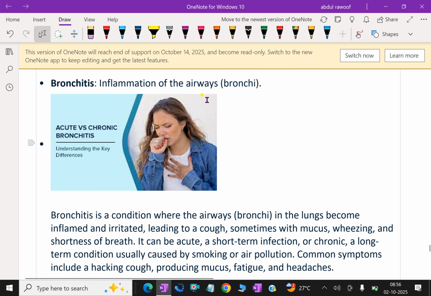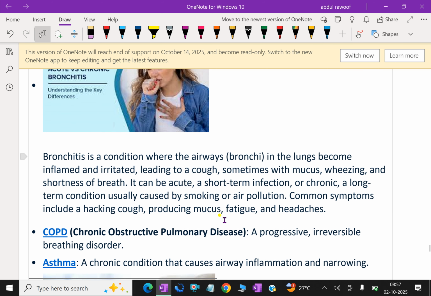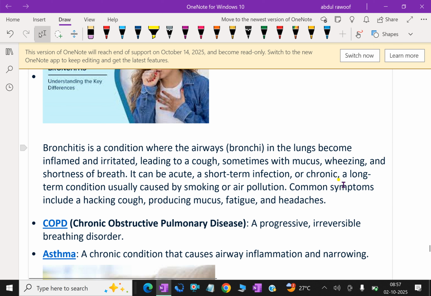Bronchitis, inflammation of the airways, bronchi. Bronchitis is a condition where the airways, that is bronchi in the lungs, become inflamed and irritated, leading to a cough, sometimes with mucus, wheezing, and shortness of breath. It can be acute, a short-term infection, or chronic, a long-term condition usually caused by smoking or air pollution. Common symptoms include a hacking cough, producing mucus, fatigue, and headache.